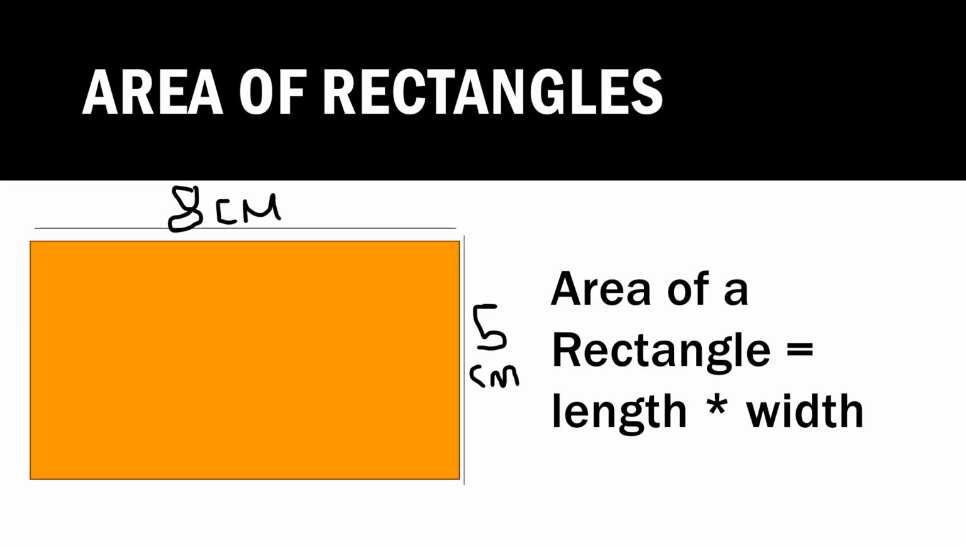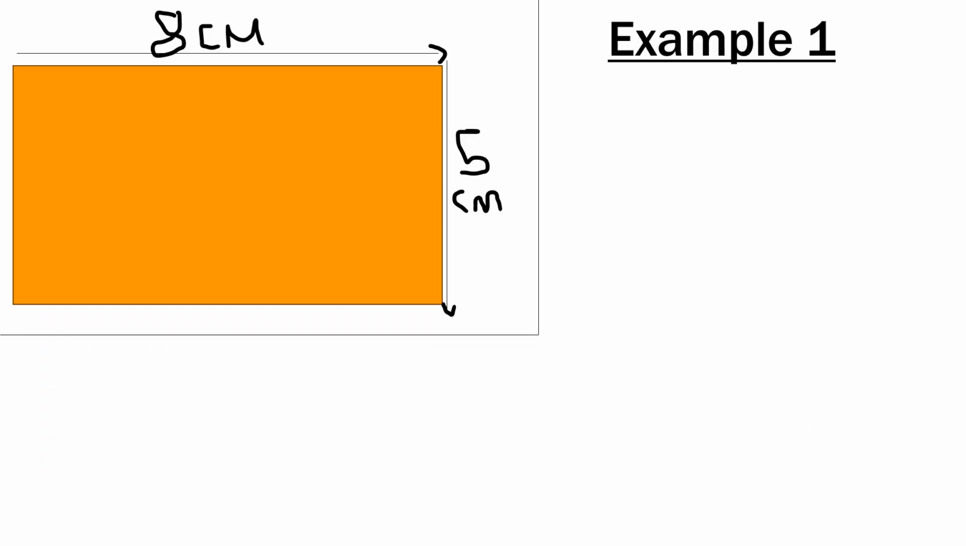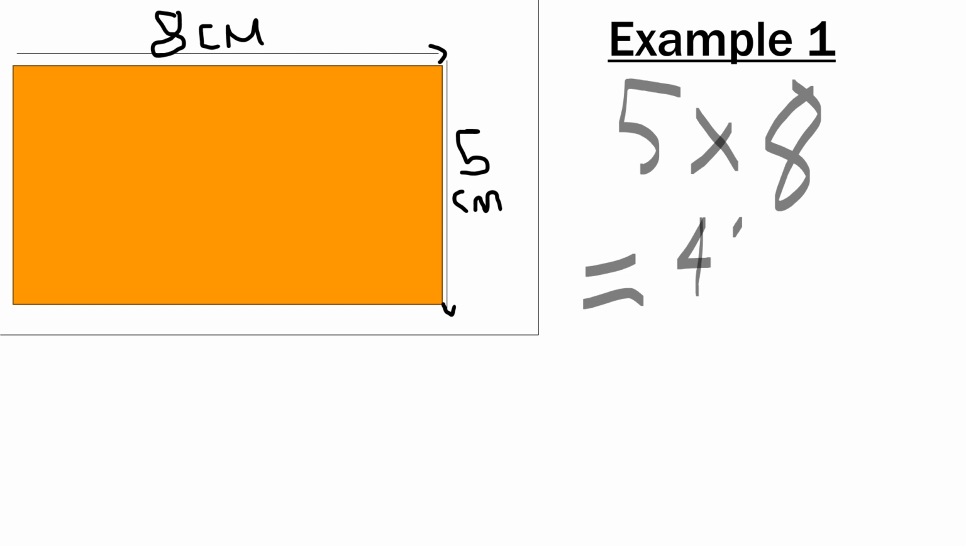Area of rectangles. The formula for an area of a rectangle is length times width, basically just 8 times 5. I'll give you an example here on how to do it. We need to find the length and the width. The length is 5 and the width is 8. So we do 5 times 8 equals 40. And you need to add in the units. It's centimeter squared. For any shape, it's centimeter squared for area.